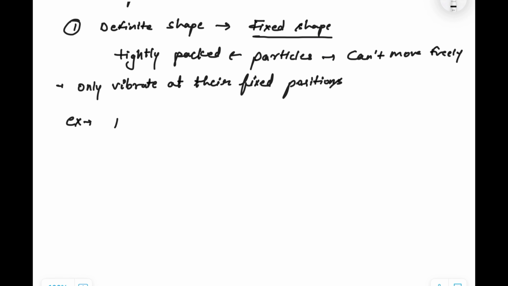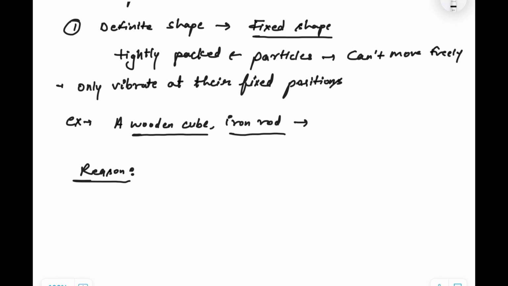Examples include a wooden cube, an iron rod. Whether it's a wooden cube or an iron rod, they retain their shape unless some external force is applied. The main reason behind their definite shape is strong intermolecular force.